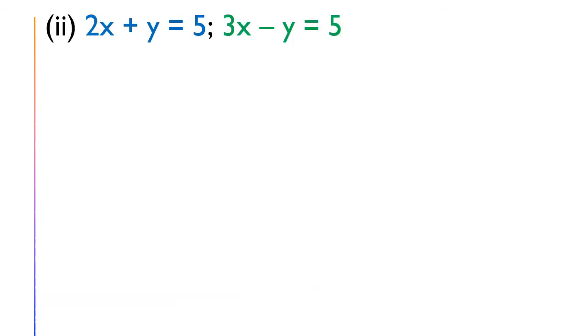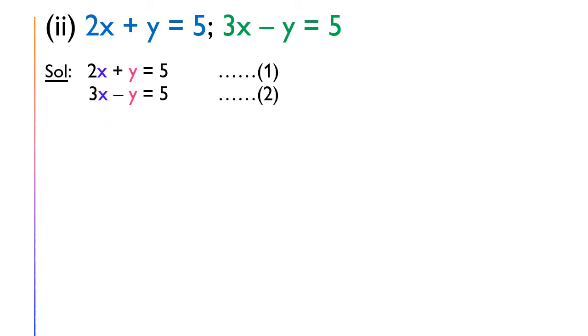2x plus y is equal to 5 and 3x minus y is equal to 5. Let us write these as equation 1 and 2. So 2x plus y is equal to 5 is equation 1 and 3x minus y is equal to 5 is equation 2. Now observe carefully. Look at the purple x. Here the coefficients are 2 and 3. See here the coefficients are 2 and 3.